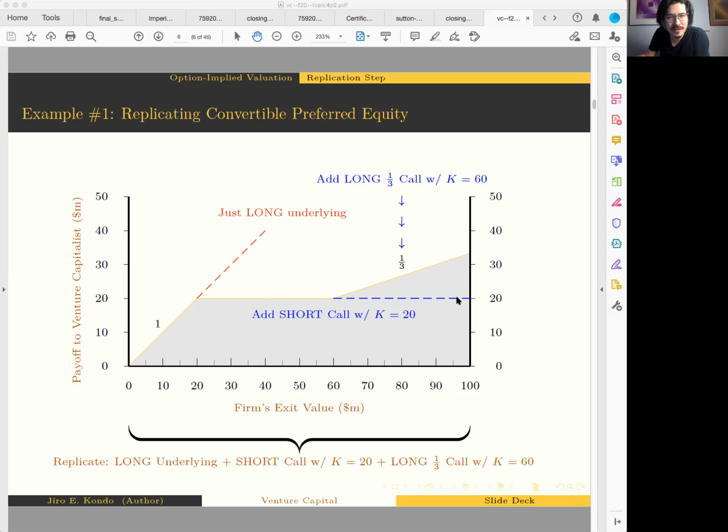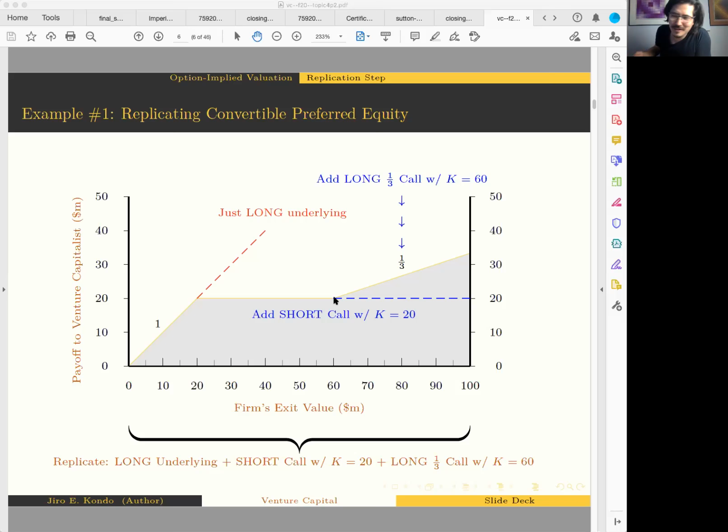Do we agree? Notice we have another kink at 60 because the slope goes up now from 0 to 1/3. So how do we, maybe someone wants to guess for me, how would we match that jump, that kink? We add one more ingredient. What do we add?